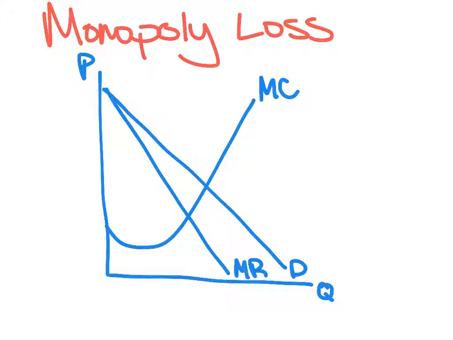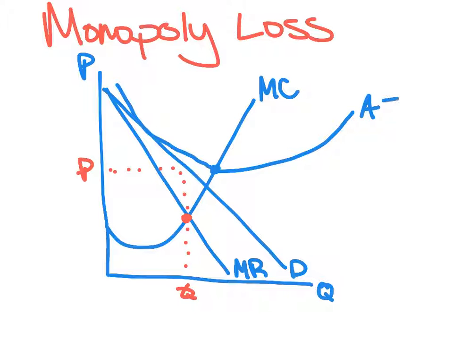Alright, to graph monopoly loss, your ATC curve has to be above where your price is, so we're going to find our quantity at where MC hits MR, dot down to find quantity, and then up to demand to find price. And now your ATC curve has to be above the price, so we're just going to put that here. Lowest point hits MC, go up from there.